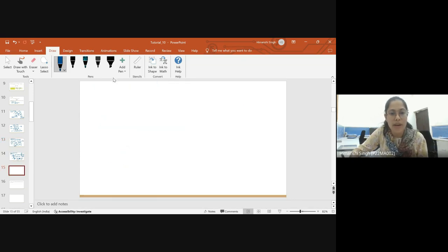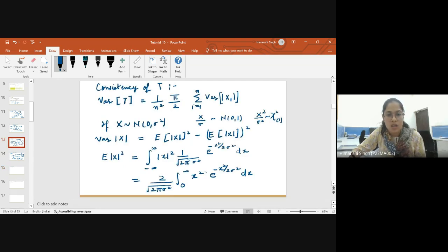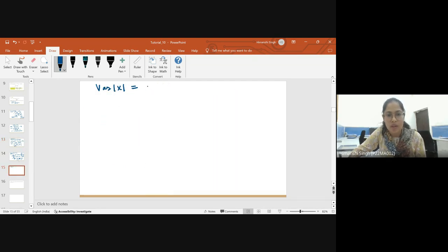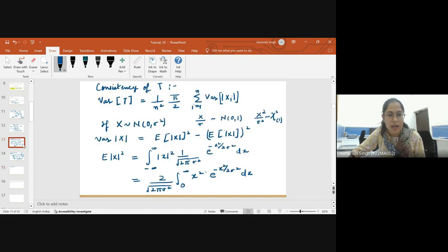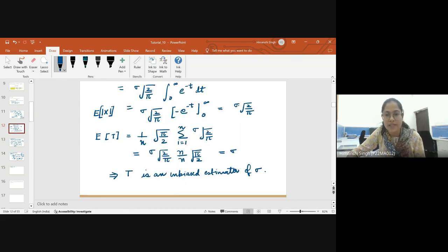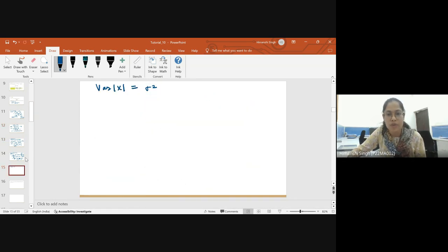So variance of mod x. So variance of mod x will be equal to expected value of mod x square, which we have already calculated, that is sigma square, minus expected value of mod x whole square. Now expected value of mod x we have calculated as sigma into under root 2 upon pi. So it will be minus sigma into under root 2 upon pi whole square. So it will be sigma square minus 2 upon pi sigma square. So it will be pi minus 2 upon pi into sigma square. So this is variance of mod x.